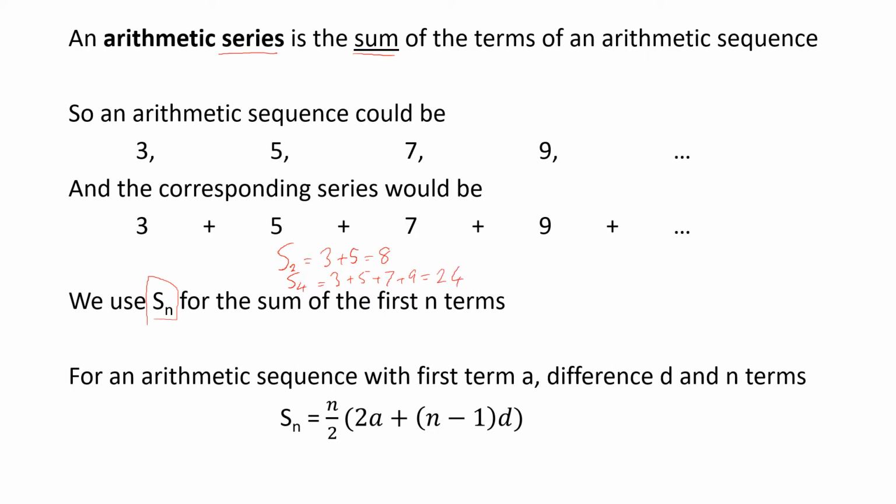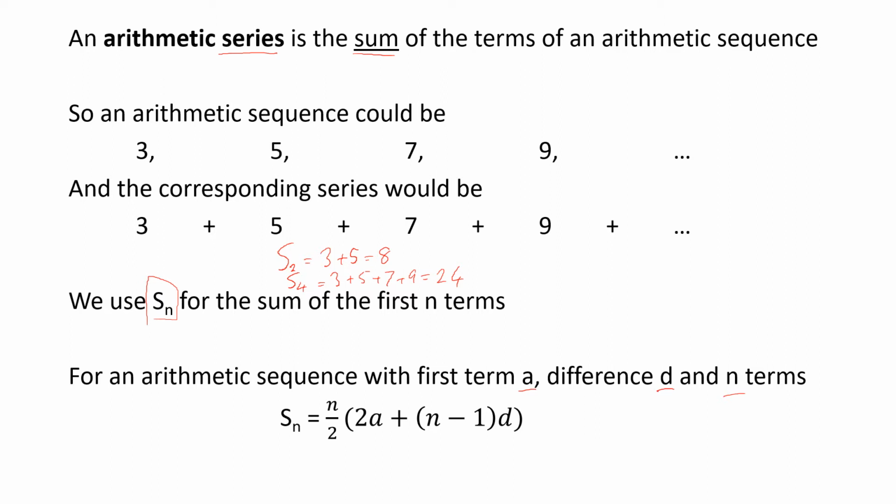The formula that we're given, and we are given this in the formula booklet, is that for an arithmetic sequence, if the first term is a, if the difference is d, and if there's n terms, then this sum of n terms, which is written Sn, is equal to n over 2, and then in a bracket we've got 2a plus n minus 1 lots of d. Now I'm going to prove that in a couple of slides' time, but I think it would be better to use that to start with.